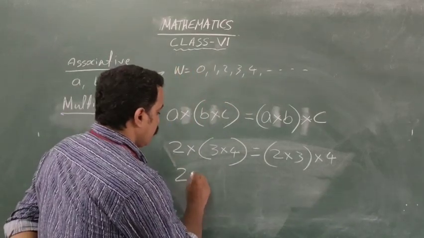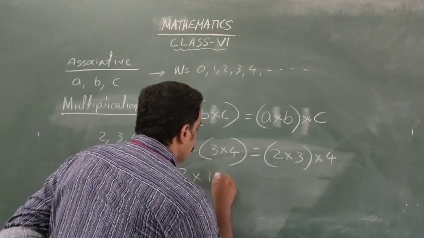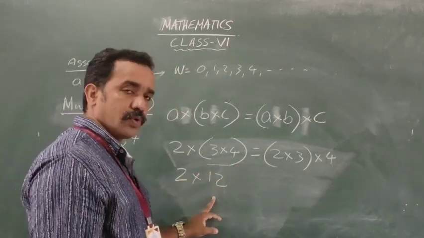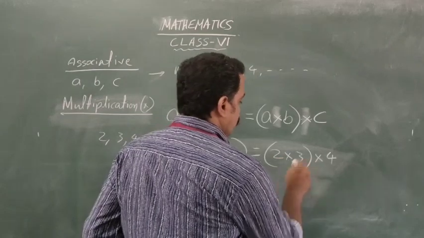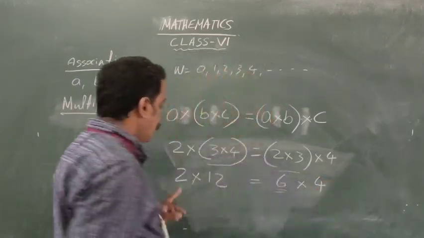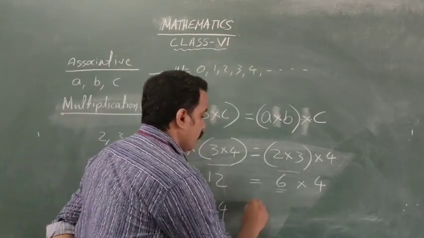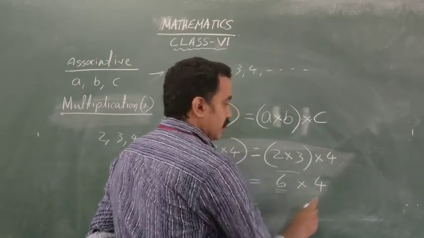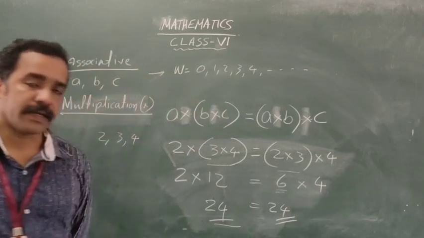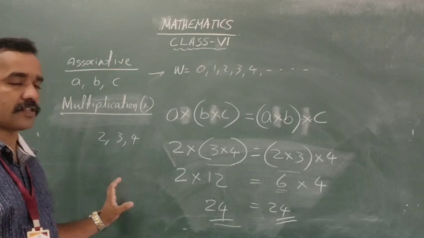So first 2 into 3 into 4. 3 into 4 is 12. That is in the bracket, so we have to do that first. So 3 4s are 12, we know. And here 2 3s are 6 into 4. Now 2 12s. 2 into 12, 24. Here also we are getting 6 into 4, 6 4s, 24. So we can conclude that multiplication is also associative in the set of whole numbers.